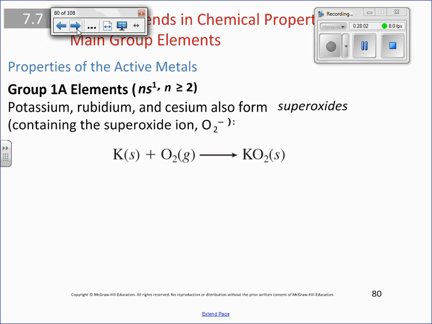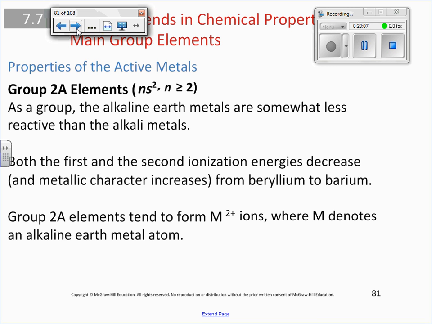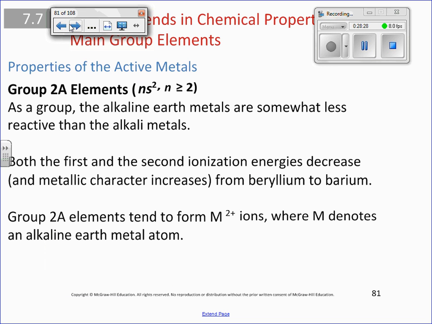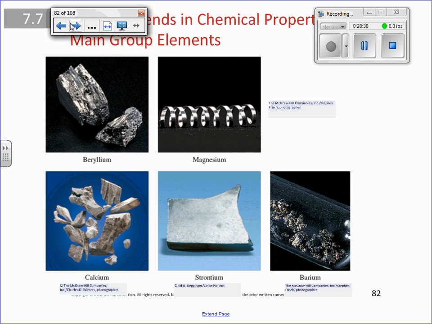The group 2A, the alkaline earths, are less reactive than the alkali metals. So they tend to form 2+ ions. So there's some examples of beryllium, well, magnesium. Everybody's seeing magnesium. They have properties of acids and bases. You looked at magnesium. There's calcium, strontium, and barium.